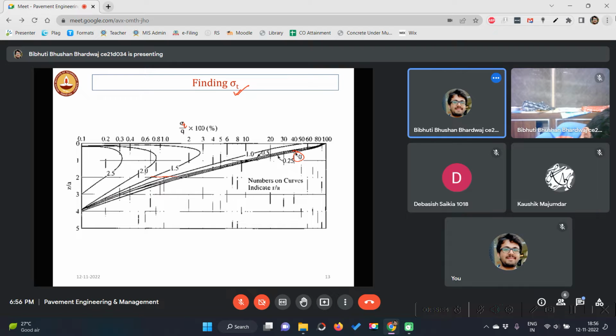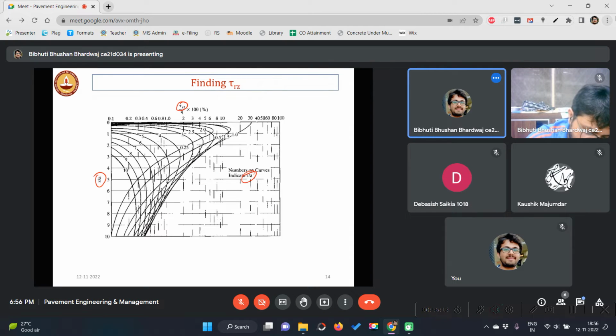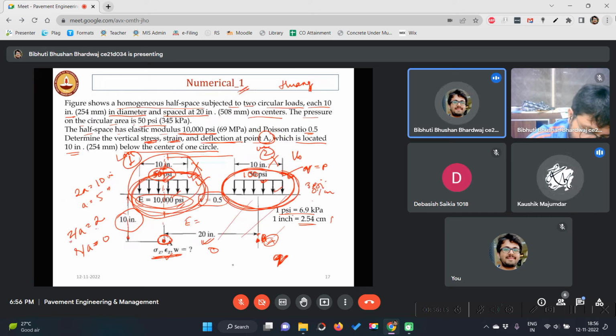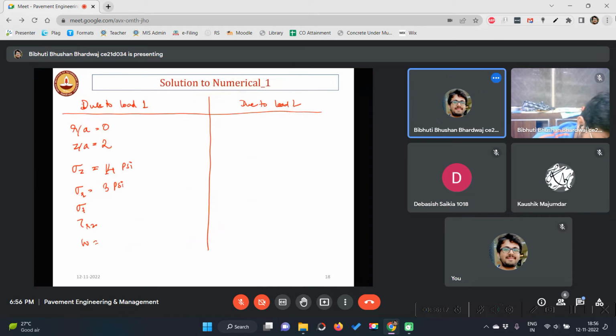R by A is coming here, meeting here. This is 2, it's going here. It will go 2. Okay. So this is 3, now it was 1, right? This is 1, this is also 1.